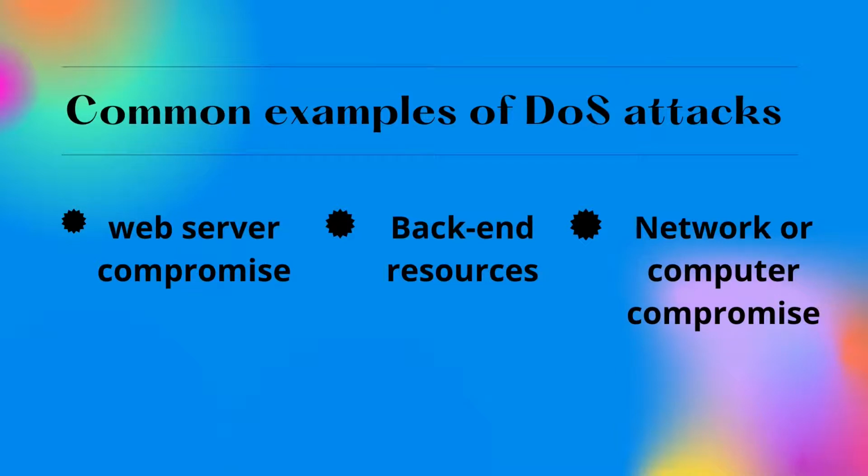Let's look at some common examples of DoS attacks as seen in the real world and what you'll most likely come across as an ethical hacker. The first is web server compromise. This attack will compromise a web server, which will result in a loss of uptime for a company web page or web resource. The second is back-end resources. This attack takes down a back-end resource such as a customer database or server, which will render all front-end resources unavailable. The third is network or computer compromise. This attack is also launched with intent to compromise a network or to compromise a specific node such as a server or client system.